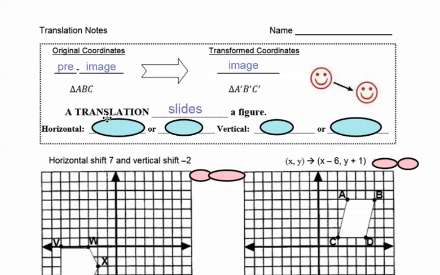To tell the two apart on the coordinate plane, our pre-image will be regular, A, B, C, or X, Y, Z, and our new image will be A prime, B prime, C prime. If we end up doing more than one transformation, then we go to A double prime, B double prime, C double prime, and we could even do triple prime, where we would just have extra little apostrophes.